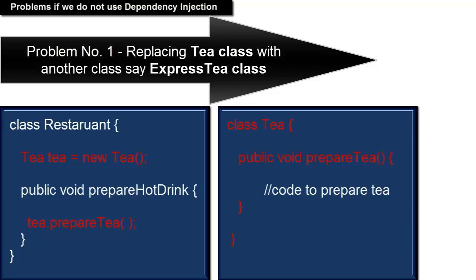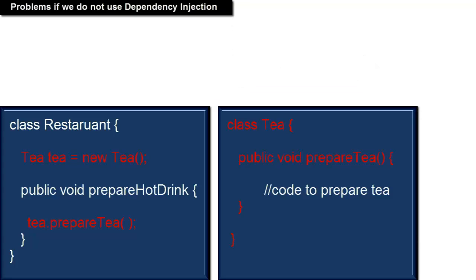In big software projects, you really cannot afford making a lot of changes in many classes just because you are going to replace one class with its better version class. It will cost a lot of development time and more than that, enormous testing efforts.